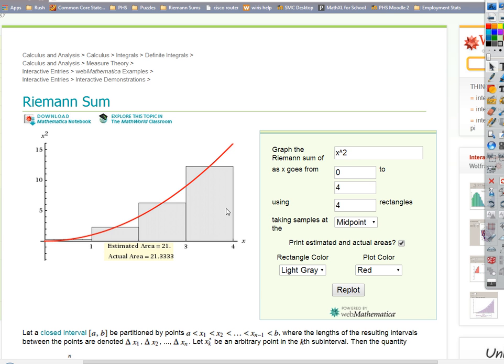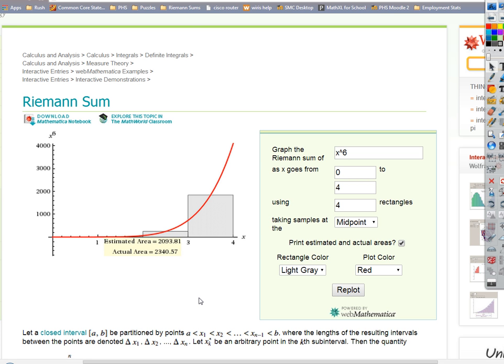If we go to x to the 6th, you're still going to find, look at that though, the actual area is still quite a bit off. It's pretty similar to what it would have been if we had averaged the two. So even the midpoint, it's a good idea. That's one strategy. What's another one? Any other ideas?